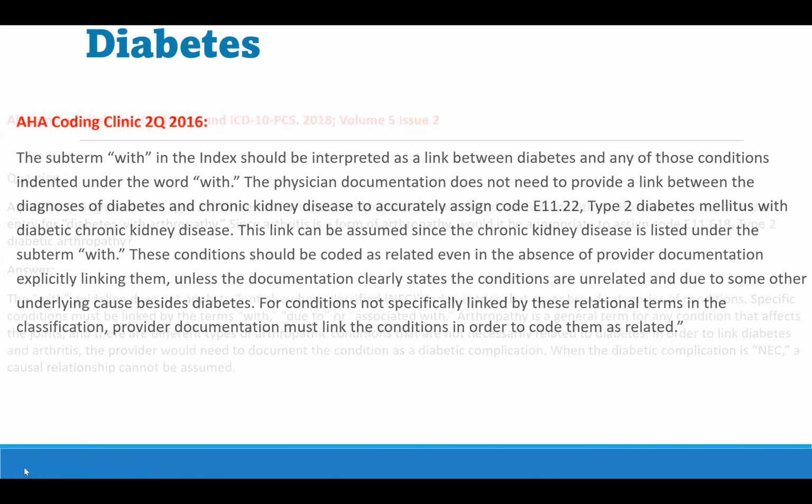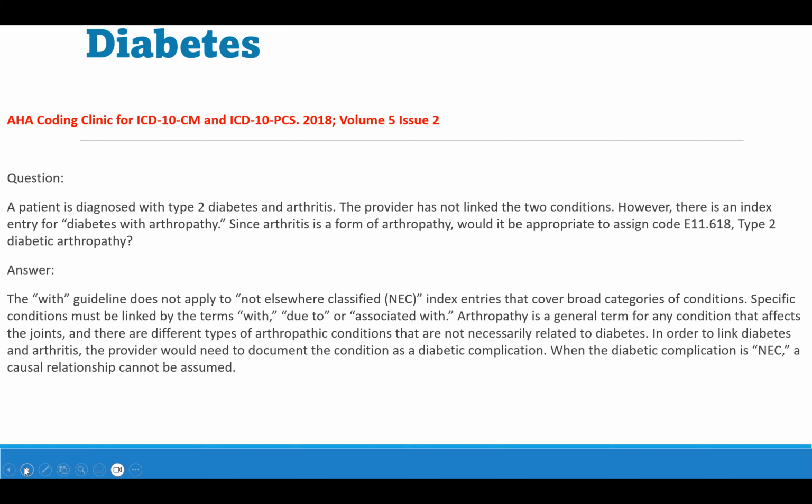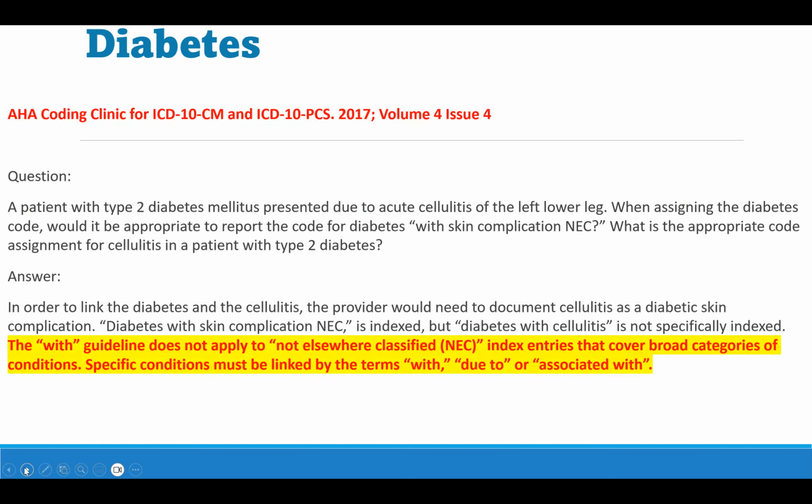Okay. Let's go to your question here. This was specifically addressed in Coding Clinic 2017, Volume 4, Issue 4. A patient with type 2 diabetes presented due to acute cellulitis of the left lower leg. When assigning a diabetes code, would it be appropriate to report the code for diabetes with skin complications, NEC? What is the appropriate code assignment for cellulitis in a patient with type 2 diabetes?